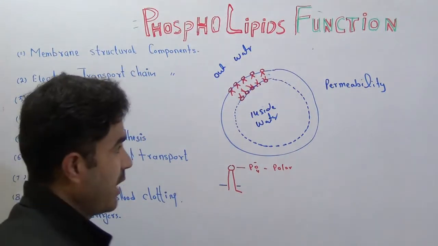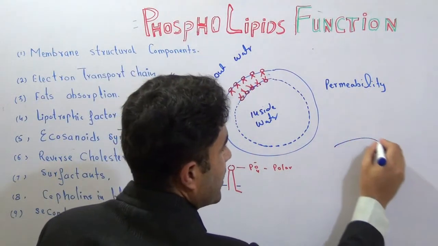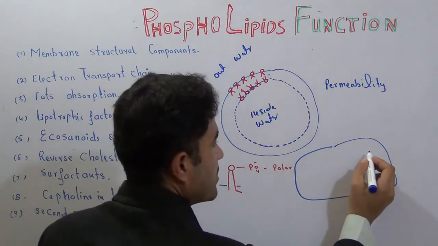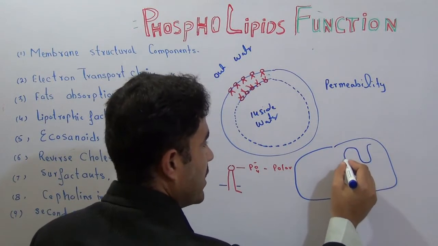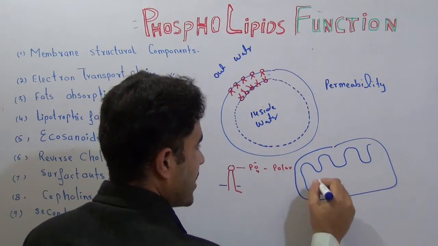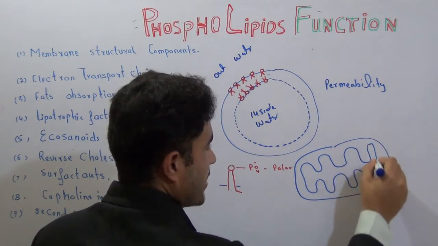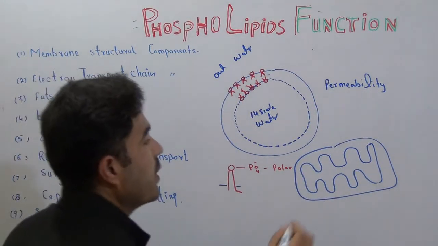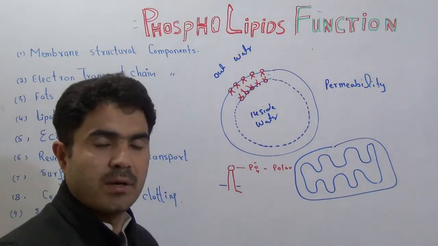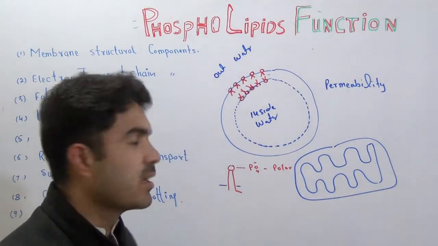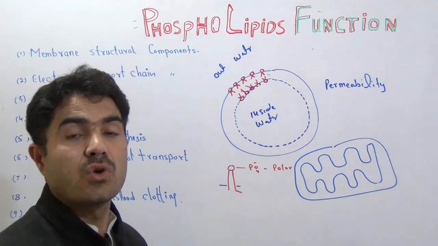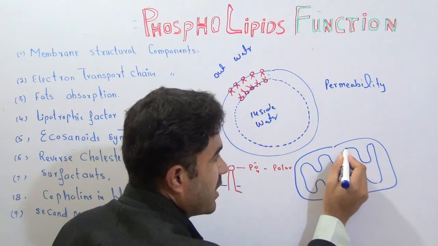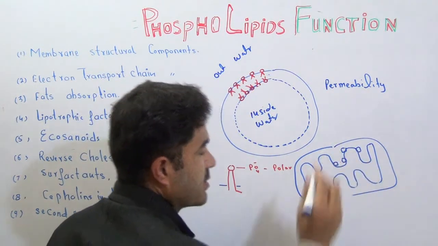For this we should come to the mitochondria. Here is the mitochondria, and we know very well that mitochondria consists of two membranes. This is the first, outer membrane, and the one which is slightly folded is called the second membrane, the inner membrane. At this membrane you will find some protein-lipid structures that are called the electron transport chain.